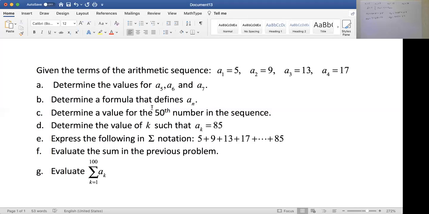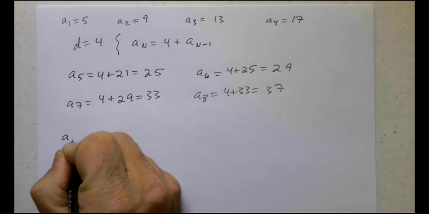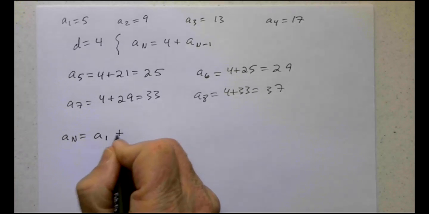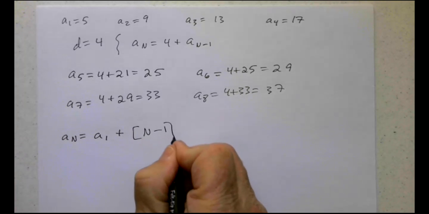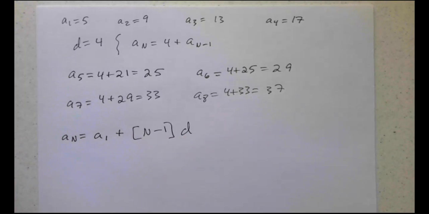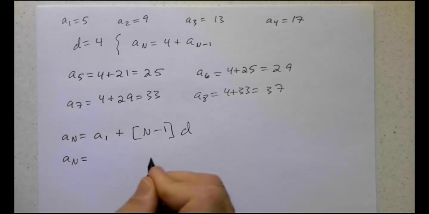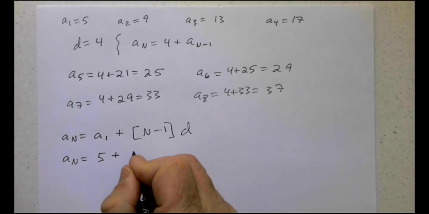Determine a formula that defines A sub n, the nth term of this. Well, what is A sub n? Our general rule is A sub n is you start with the first term. To go from the first to the nth term, we've got to take n minus 1 steps. How large is each step? Each step is the common difference. So our nth term here, A sub n, is our first term, A sub 1, 5, plus n minus 1 common differences.